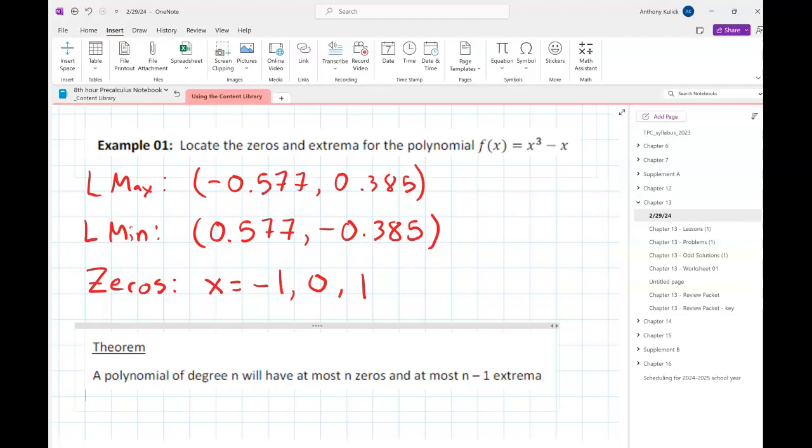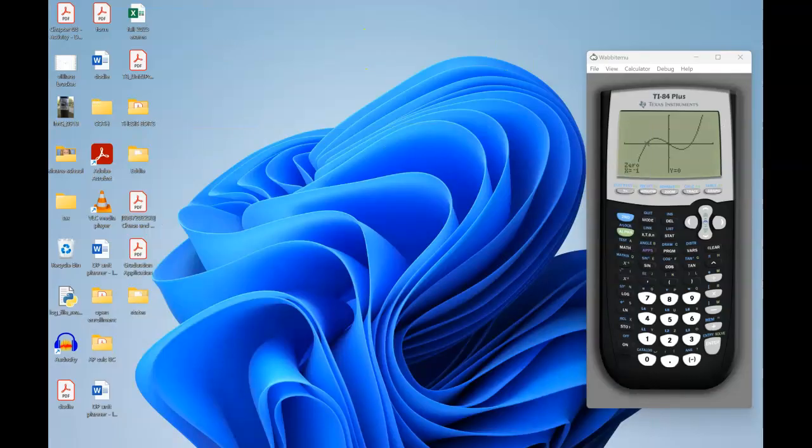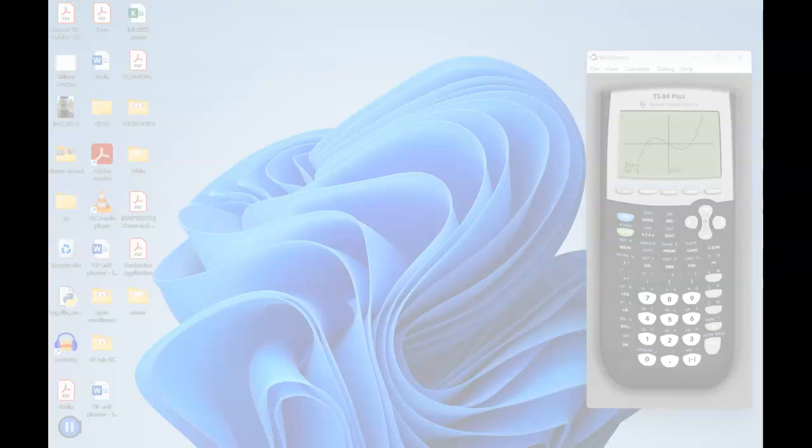So in the example we just did, what was the degree that we had? 3. How many zeros did we find? 3. How many extrema did we find? 2. 3 minus 1. Everybody's cool? Let's do another example, but we'll do this without looking at the picture. We'll just use the equation.